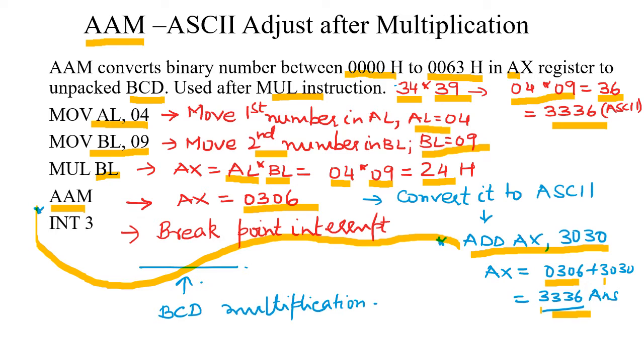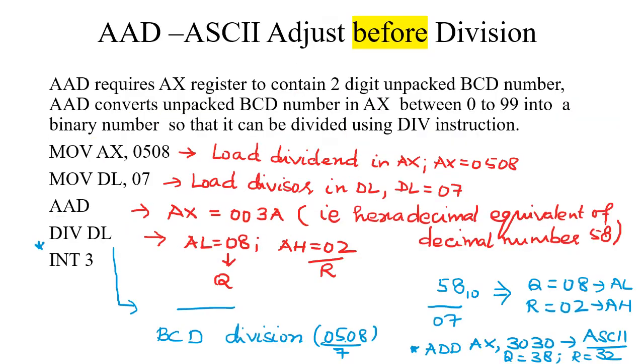Now this is actually the program for BCD multiplication. You can make it for ASCII multiplication by moving the ASCII numbers 34 and 36 into AL and BL, and then masking the upper digits and using the instruction ADD AX, 3030 after the AAM instruction. The next instruction is AAD, which stands for ASCII adjust before division. This is the only instruction which performs conversion before division.